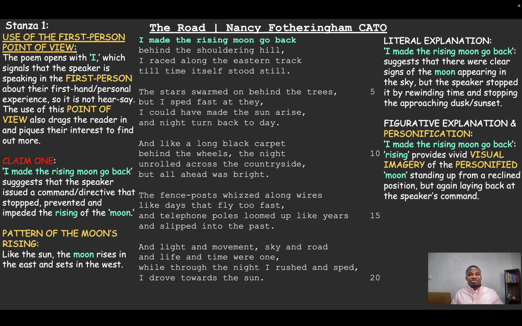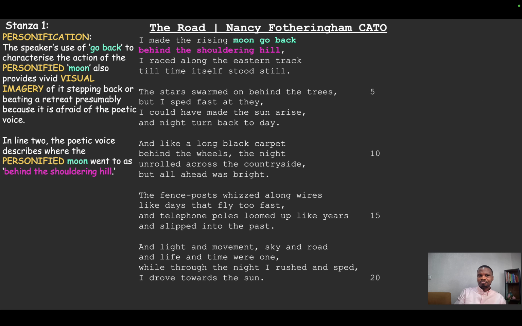Now, in terms of the figurative explanation, there's specification there because I made the rising moon go back because rising there provides vivid visual imagery of the personified moon standing up. So the moon is standing up from possibly a reclined or a resting position, but again returns to laying back because of the speaker's command or whatever the speaker did. Now again, we see the use of personification because go back is another personification. So the characterization of the personified moon as go back provides vivid visual imagery of it stepping back or beating a retreat, presumably because it's afraid of the poetic voice. So it returned to where it was instead of acting the way it wanted to act because of the poetic voice.